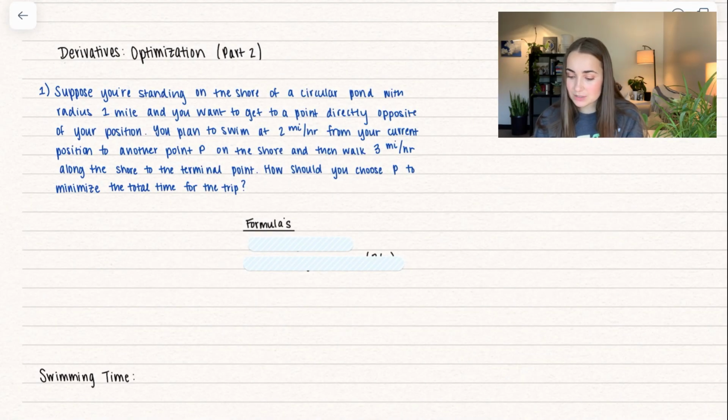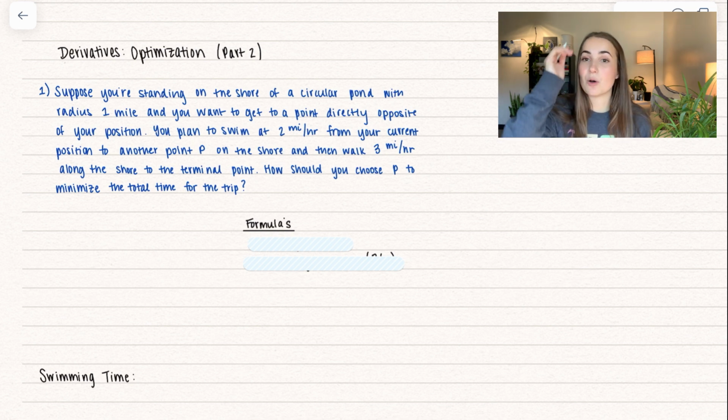Number one, suppose you're standing on the shore of a circular pond with a radius of 1 mile and you want to get to a point directly opposite of your position. You plan to swim at 2 miles per hour from your current position to some other point P on the shore and then walk 3 miles per hour along the shore to the terminal point. How should you choose P, the point, to minimize the total time for your trip?